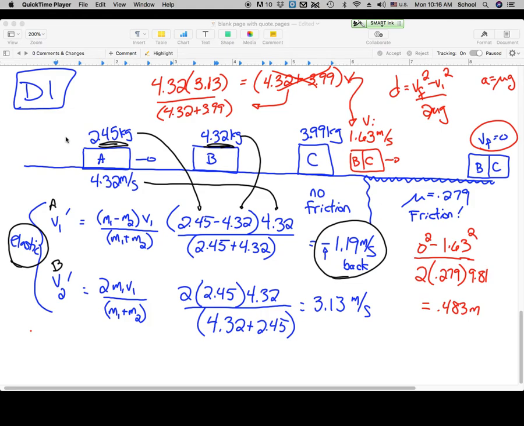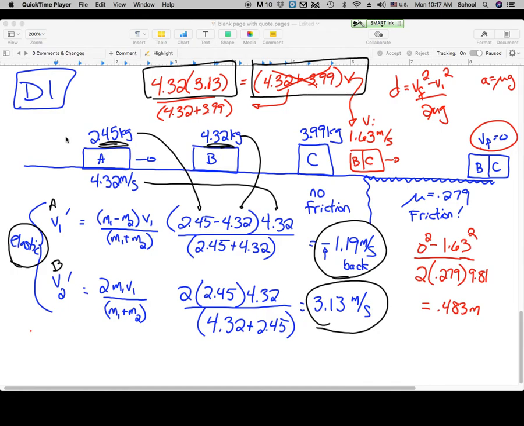So then when we do the second equation, we find that B is now going 3.13 meters per second towards C. So if it's going towards C, C is again stationary. Now only B is traveling at this speed, so only B has momentum to begin with. This is the momentum before the collision, and this is going to be the momentum after.